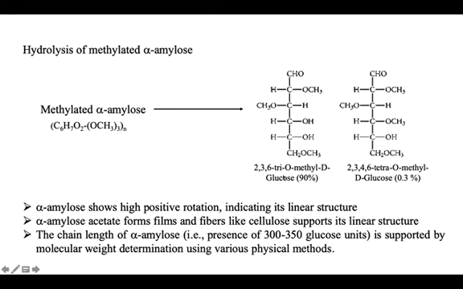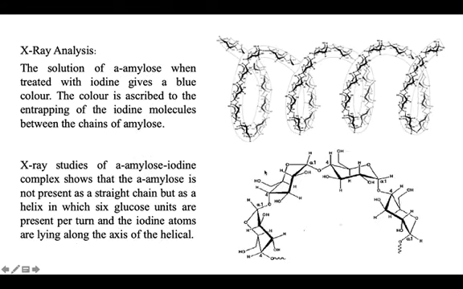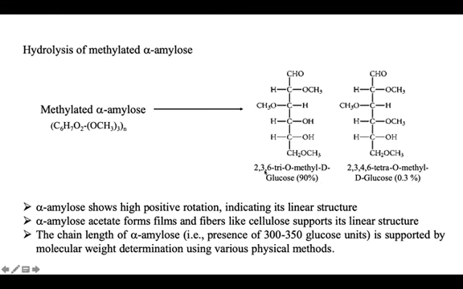Only two products were obtained: 2,3,6 tri-O-methyl D-glucose and 2,3,4,6 tetra-O-methyl D-glucose. Only 0.3% of 2,3,4,6 tetra-O-methyl D-glucose was obtained here. That shows that the chain length should be around 300 to 350 units.